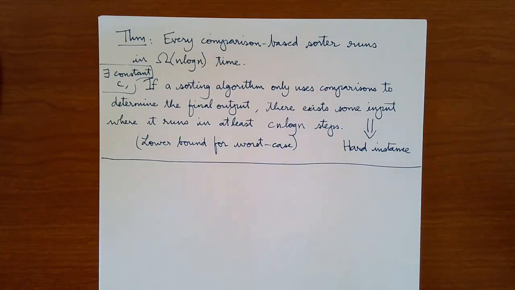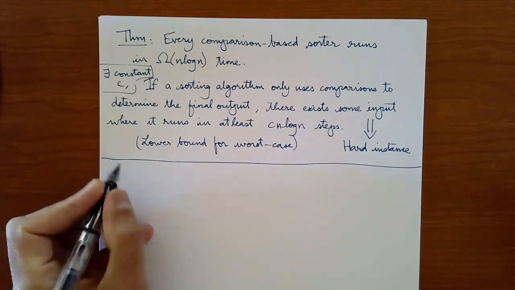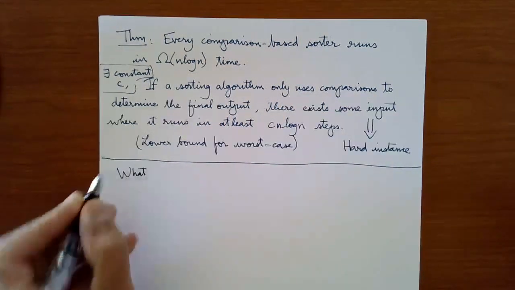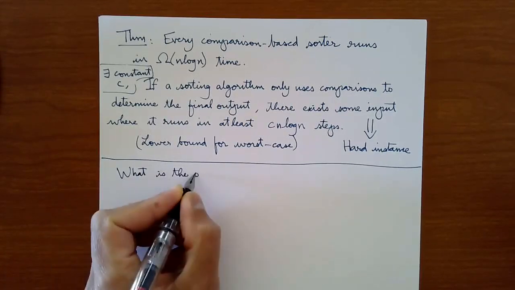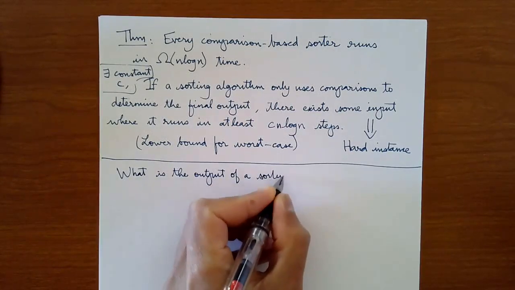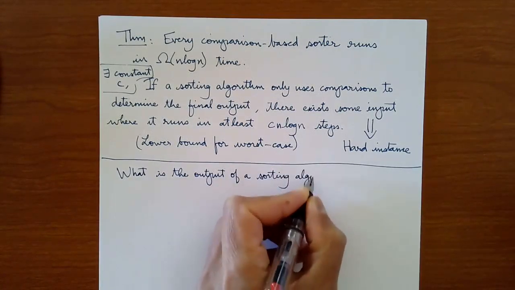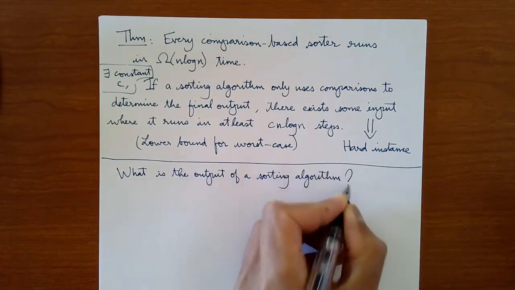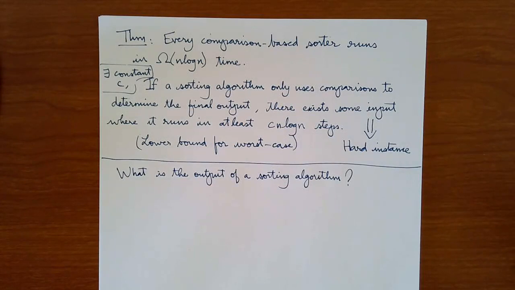What will be important to formalize this theorem is to really ask, and this is what is very interesting about the study of lower bounds, very deep fundamental questions: what does it even mean for an algorithm to have the correct answer? What does it even mean to output something? So let's begin by first asking, what is the output of a sorting algorithm?